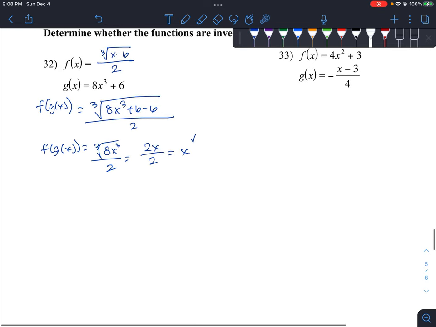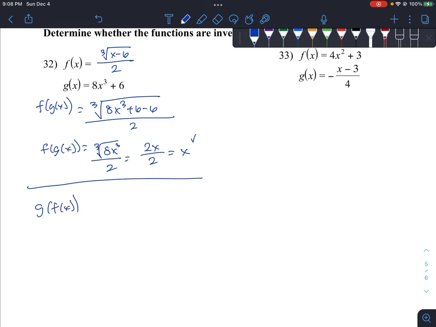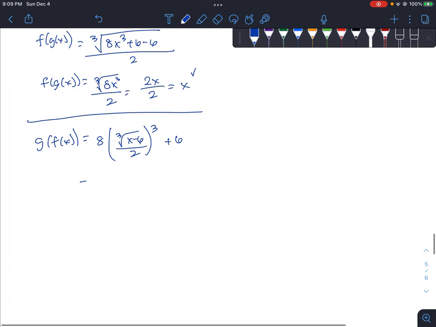And now I also need to check that the opposite composition works. So g of f of x. This time I'm plugging f of x into that location right there. So I got 8, and then here I'm going to write the cube root of x minus 6 divided by 2, cubed. That's an important part right there. That's going to be cubed. And then this is going inside of the x location. Don't forget that it's plus 6.